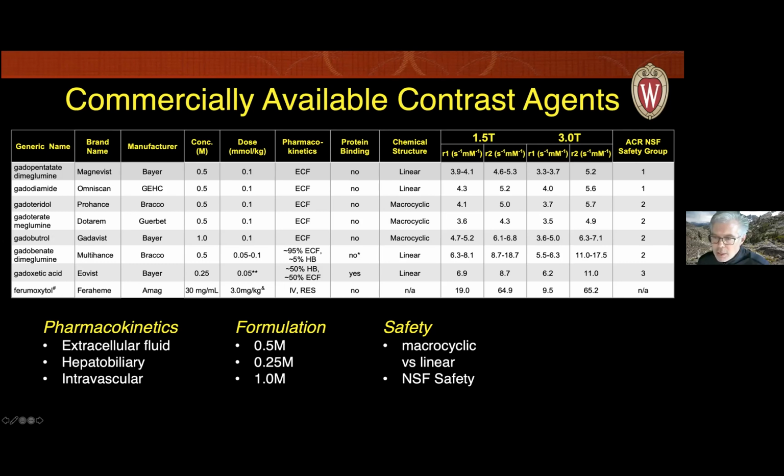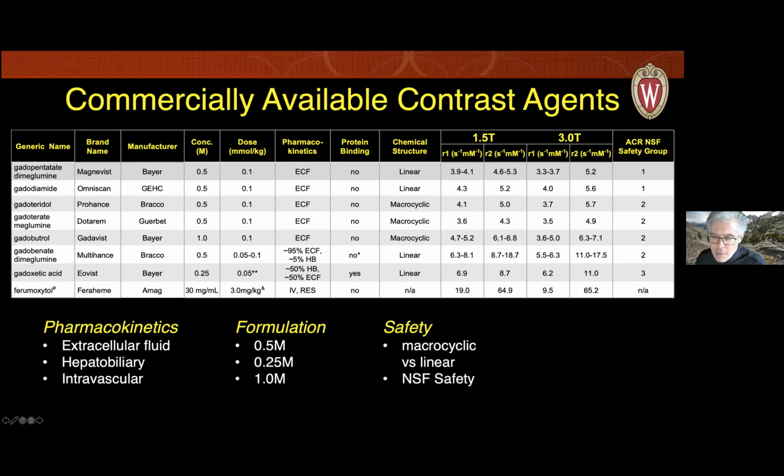Group 2 agents are generally considered safer. And if you had to give a gadolinium agent in a patient with renal failure, you would probably want to give a group 2 agent. And I'll note that there are 3 macrocyclics and 1 linear agent. So from an NSF point of view, it's incorrect to say that macrocyclic agents are safer because some of the linear agents are also considered safe.